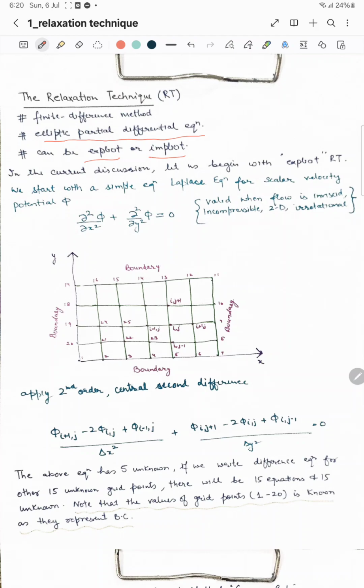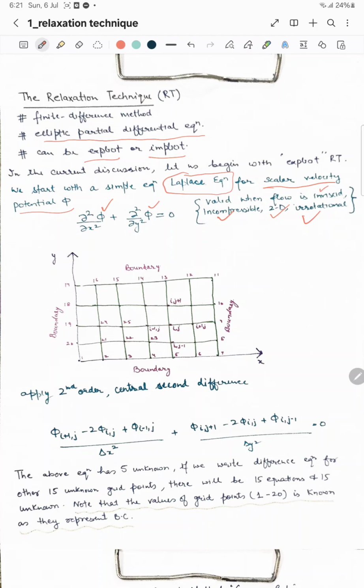To understand this, let us take an example of a partial differential equation for the scalar variable velocity potential, governed by the Laplace equation. When the flow is inviscid, incompressible, 2D and irrotational, the governing equation reduces to a Laplace form. So we have a double derivative of velocity potential in the x coordinate, and a double derivative of velocity potential in the y coordinate.